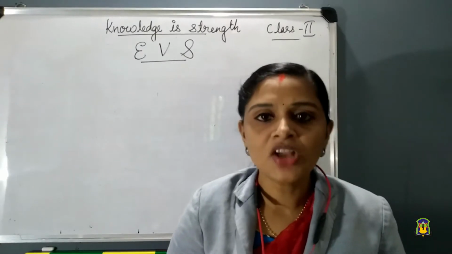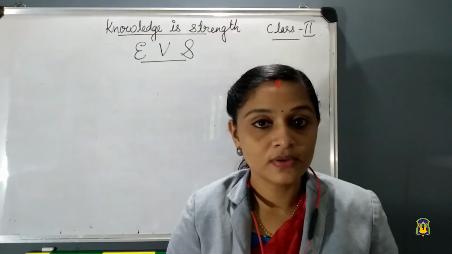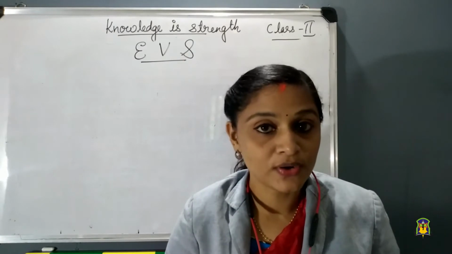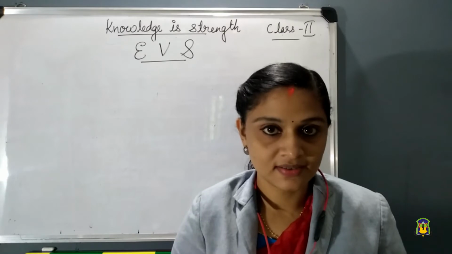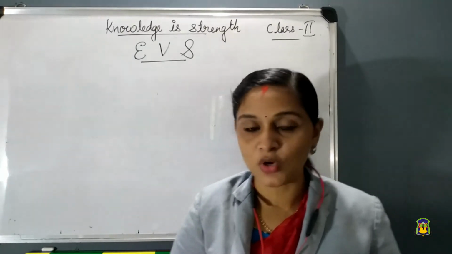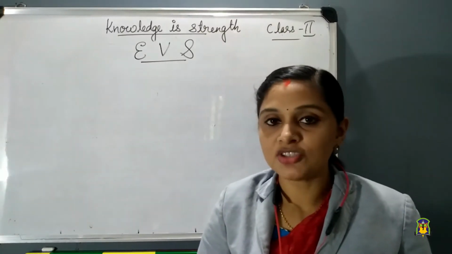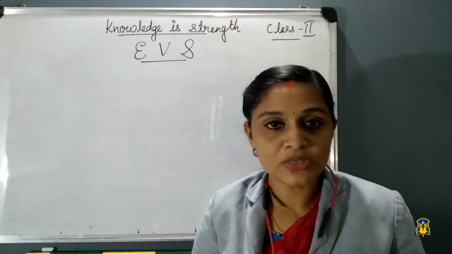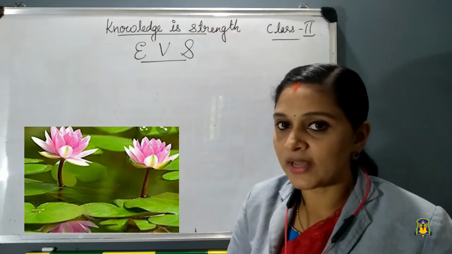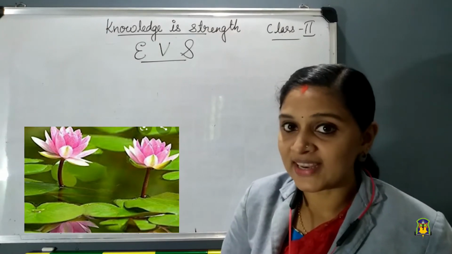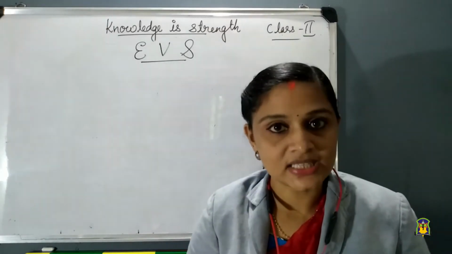And children, where do plants grow? Water or land? And I will show you one picture. Try to identify which plant this is. Look, all of you. Which plant? Yes, it is a lotus plant.